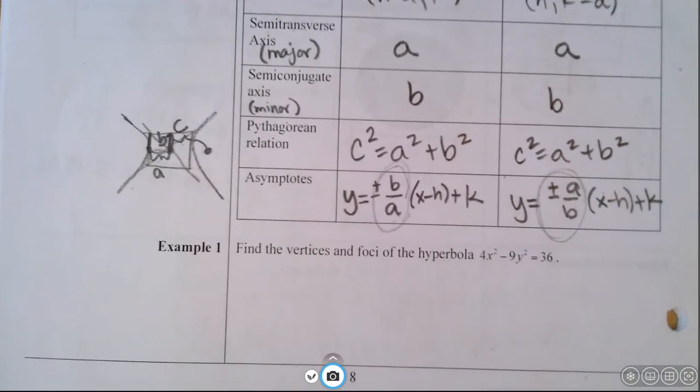Example 1. Find the vertices and foci of the hyperbola 4x squared minus 9y squared equals 36.